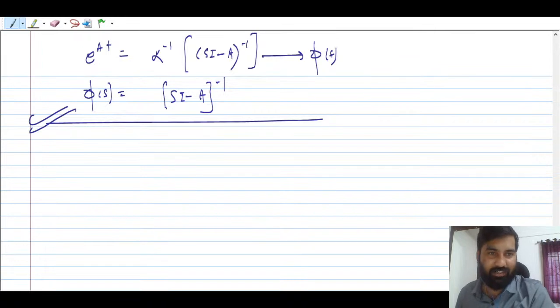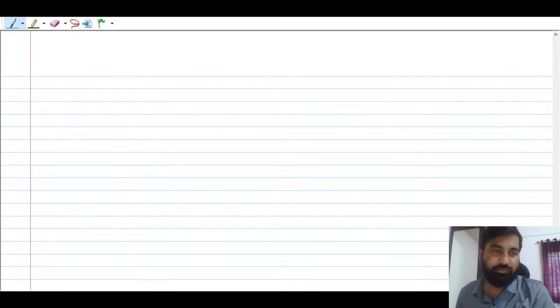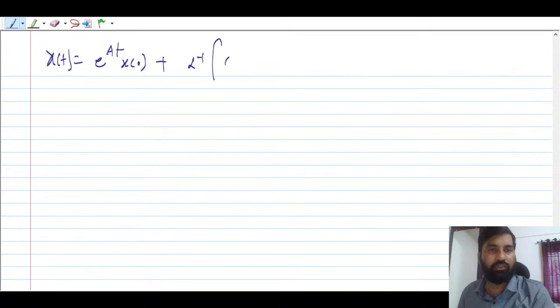So you can obtain this directly. To get phi(s), you don't have to do more, but e raised to power At you can find by taking the Laplace inverse of that. I think this is clear. So you have to remember these expressions: x(t) is going to be e raised to power At x(0) plus L inverse of phi(s) times B times u(s).